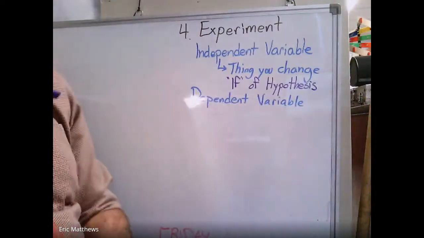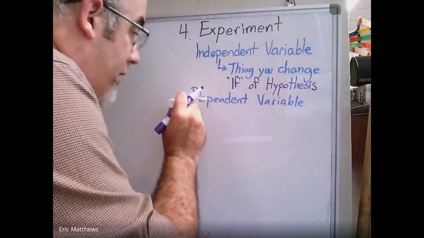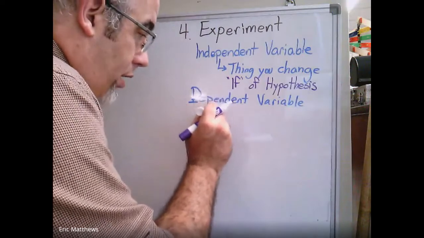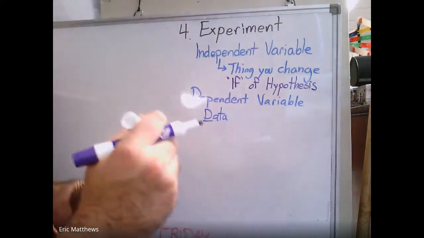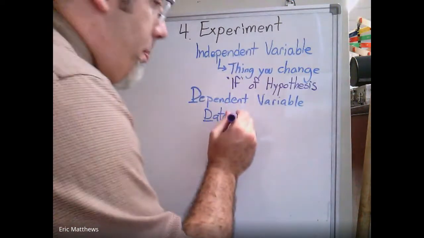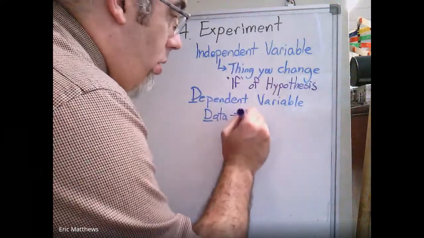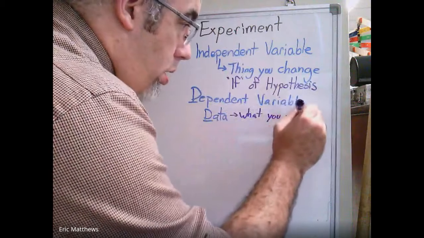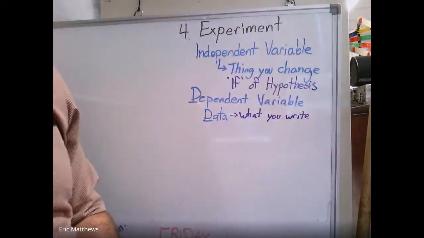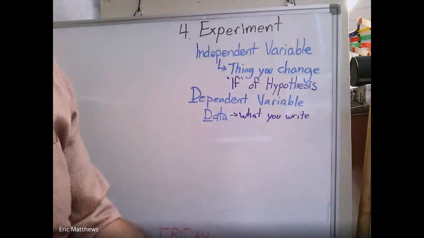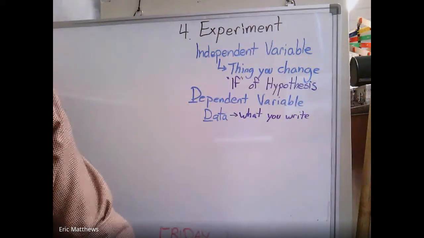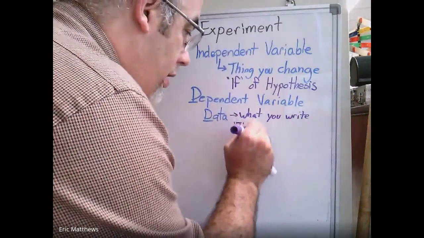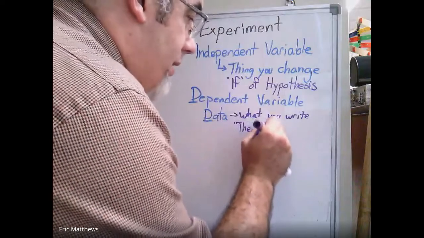Now, I think the dependent variable is even easier because I remember D. D for dependent is also the same D for data. It's going to be what you write down. So if you're testing how tall plants grow, you're recording how tall they get. That is your dependent variable, right? This is also the "then" of your hypothesis.